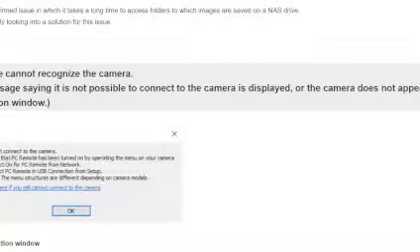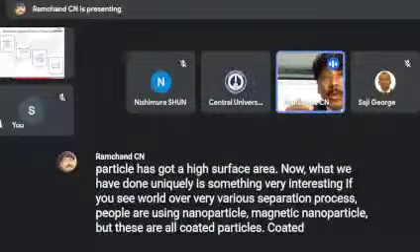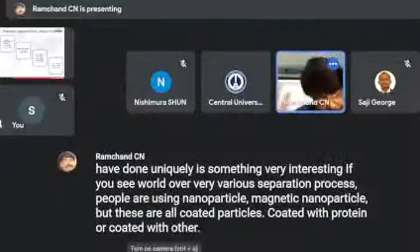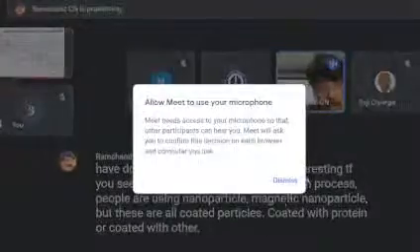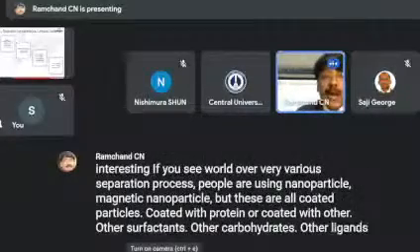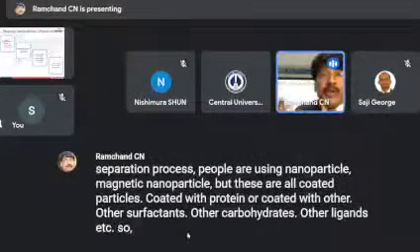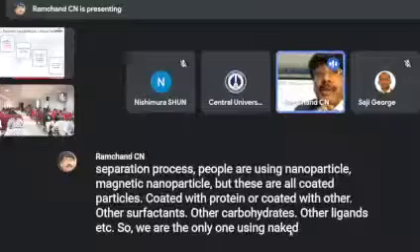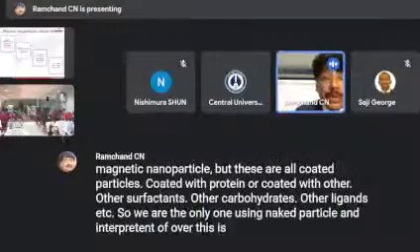The particle has a high surface area. Now, what we have done uniquely is something very interesting. If you look worldwide, various separation processes use nanoparticles, magnetic nanoparticles, but these are all coated particles, coated with protein or with surfactants, carbohydrates, other ligands, etc. So we are the only ones using a naked particle, and our entire patent is based on this naked particle.